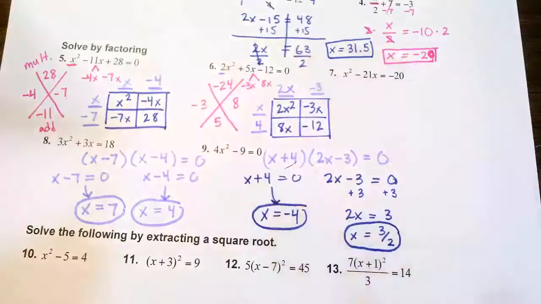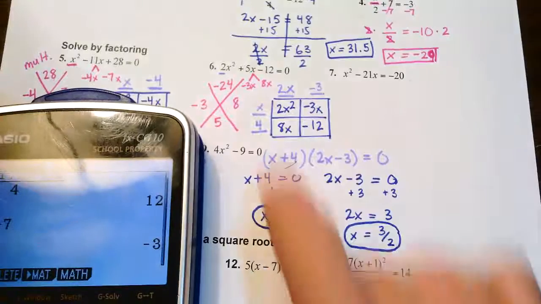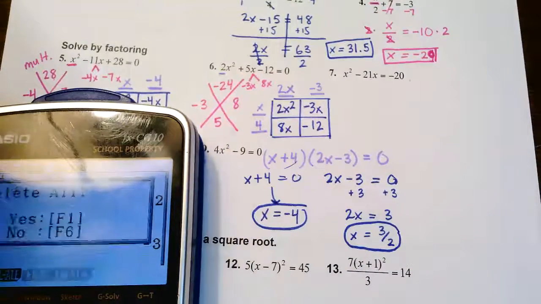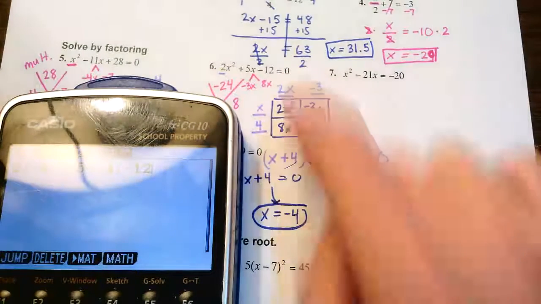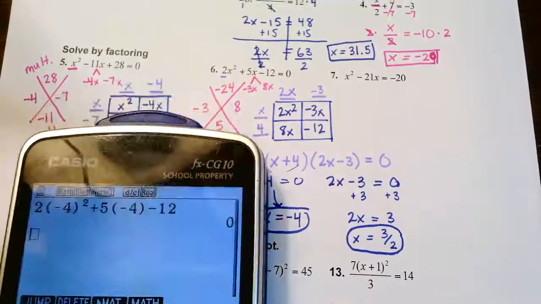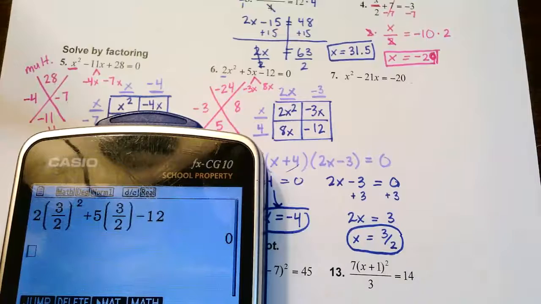If we plug either of them back into the original problem, we can see that it would work. So I'll go ahead and do that with one of them just to make sure. So I'm plugging in -4 here for this. Okay, so it's going to be 2 times -4 squared plus 5 times -4 minus 12. And that should equal 0. Hard to see that. It does. And I could go ahead and put in 3 over 2 as well, just to double check it. I could put that as a decimal too, but yep, works as well.